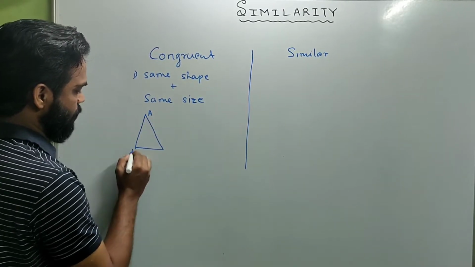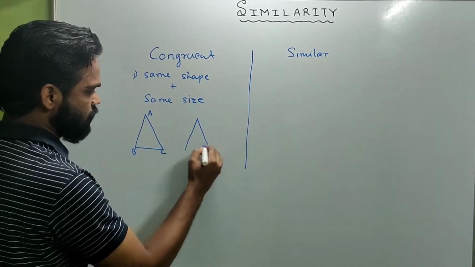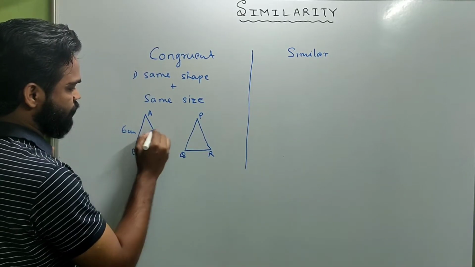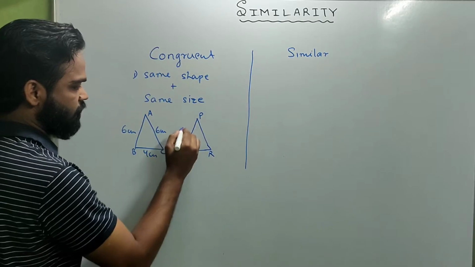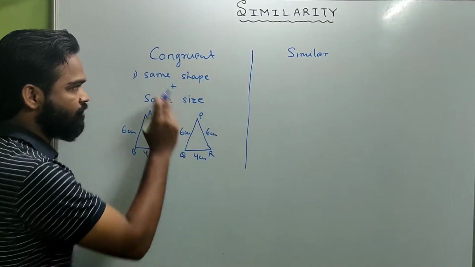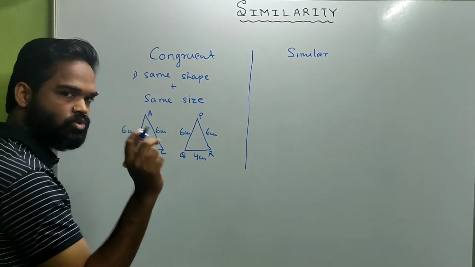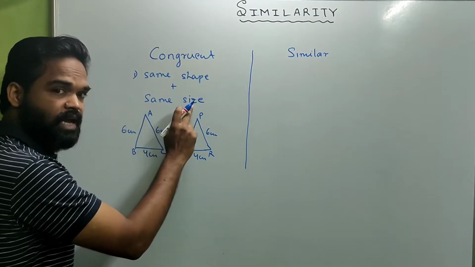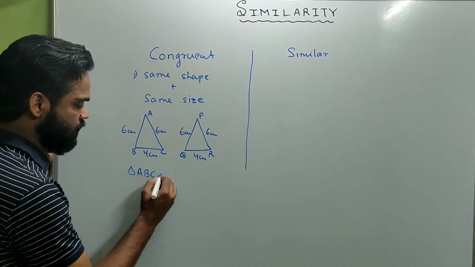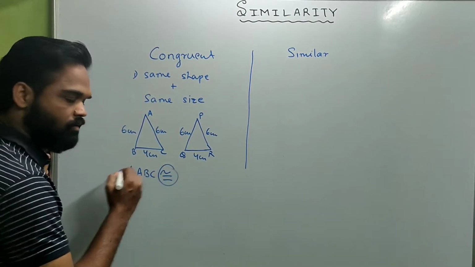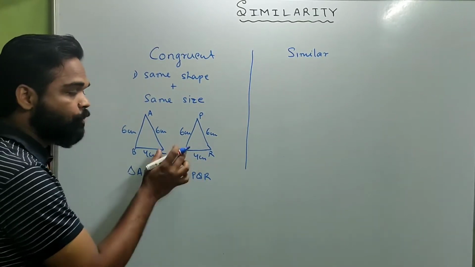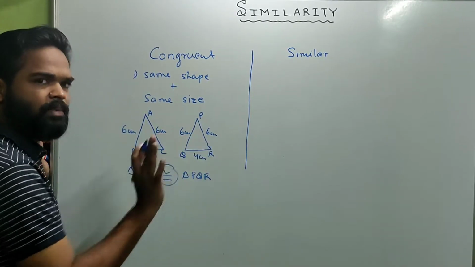isosceles triangles ABC and PQR, suppose this is 6 centimeter, this is 6 centimeter, this is 4 centimeter, again this is 6 and this is 4. Now these two triangles have the same shape, they both are isosceles triangles, and they have the same size: 6, 6, 4, 6, 6, 4. So we say that triangle ABC is congruent to, this is the sign, triangle PQR. These two figures are superimposable, a mirror image you can say.